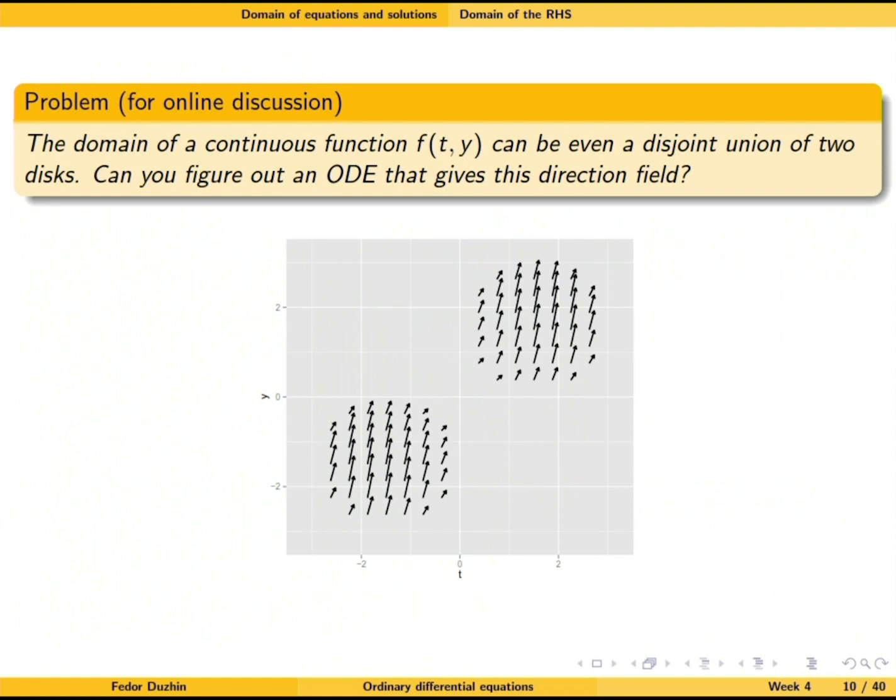Well, and here's a challenge for you. Can you think of a specific expression so that the domain of the right-hand side of the corresponding differential equation is something like this? A disjoint union of two disks. As you see, I have solved it myself, and I plotted this picture. So the challenge for you is to figure out how I did that.